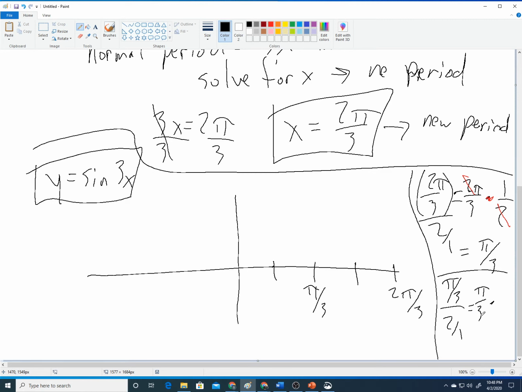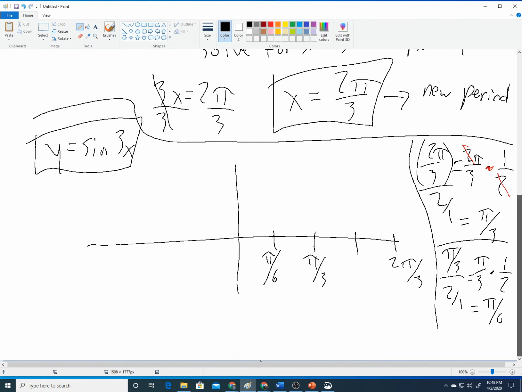I stay with my same orientation, but the sister gets flipped upside down, the second one. In this case, there's no cross-canceling that can happen. We just multiply straight across, and we get pi over 6. I do recommend you practice with your fractions because they are going to keep coming back in your higher math classes.